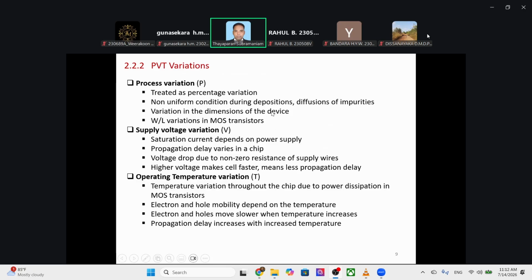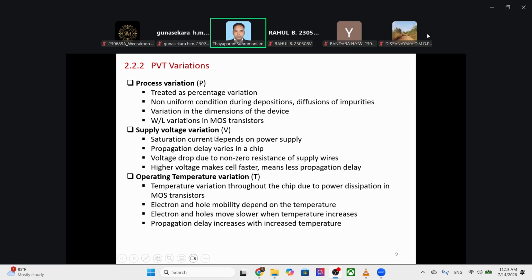So considering all this process variation, the effect is some characteristic change. So what is the maximum current, what is the minimum current, what is the maximum delay, what is the minimum delay, considering all these variations. That is called process variation.